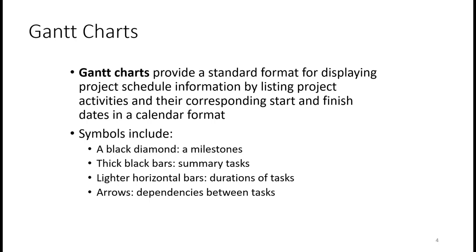Now Gantt chart provides a standard format for displaying project schedule information by listing project activities and their corresponding start and finish dates in a calendar format. Some of the symbols that are included in a Gantt chart is a black diamond, which refers to a milestone, thick black bars, which refers to summary of the tasks, lighter horizontal bars that reflects on duration of the task, and arrows which shows the dependency between the tasks.